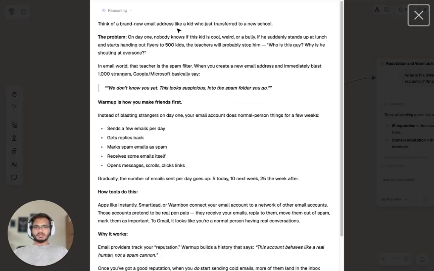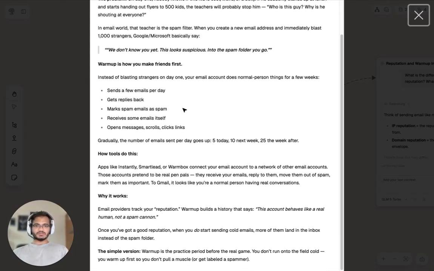Just think of a brand new email address like a kid who just transferred to a new school. On day one, nobody knows you. They don't know if you're weird or you're a bully, and you start handing out flyers to 500 kids. Everybody's going to say, this guy is a bit suspicious, we gotta ignore him. So the warm-up is the way to make friends first. You start a little bit slow, you get to know a few individuals, and once people know you as somebody who's a real human being and not a bot, that's when you can start sending out flyers if you really want to do that.